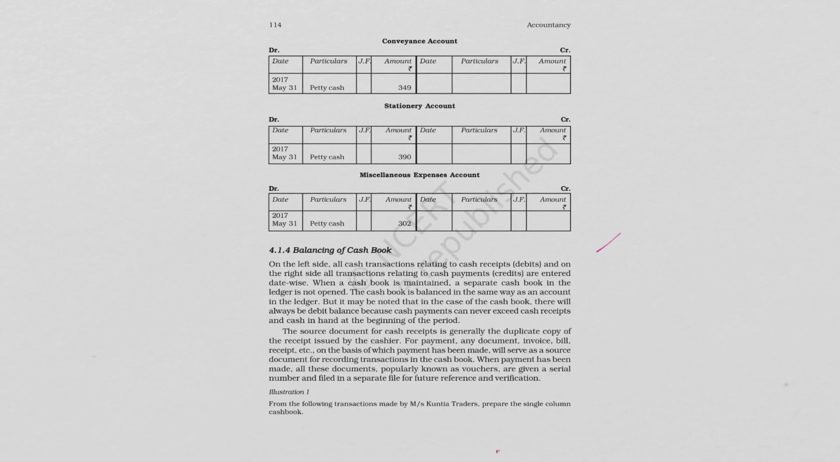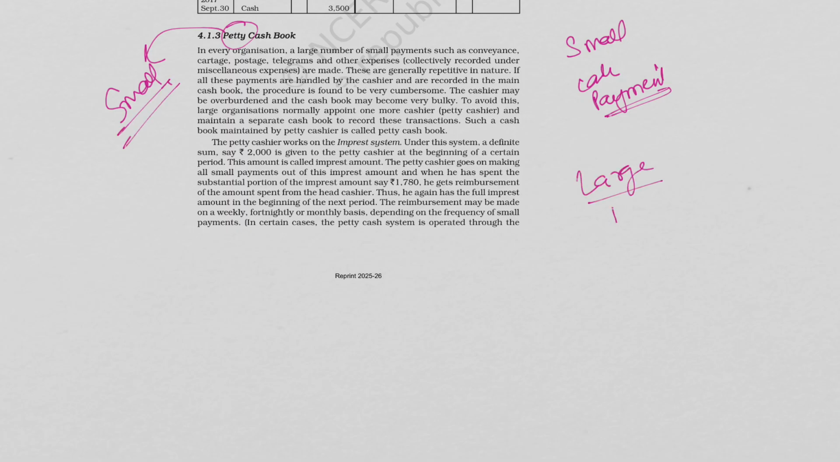Okay, so we'll now continue with the discussion of petty cash book. The petty cash book is used to record small cash payments. The word petty means small. Large payments are recorded in the main cash book, whereas small payments are recorded in the petty cash book. So this system basically reduces the burden on the main cashier.